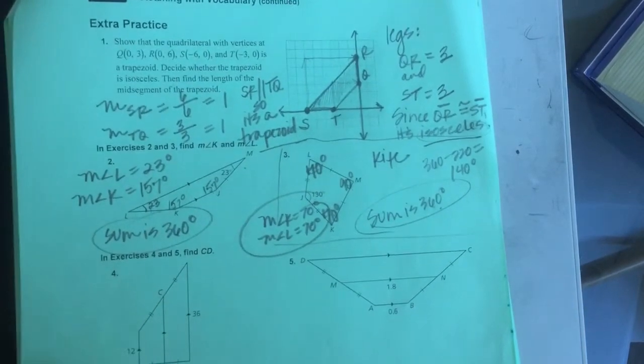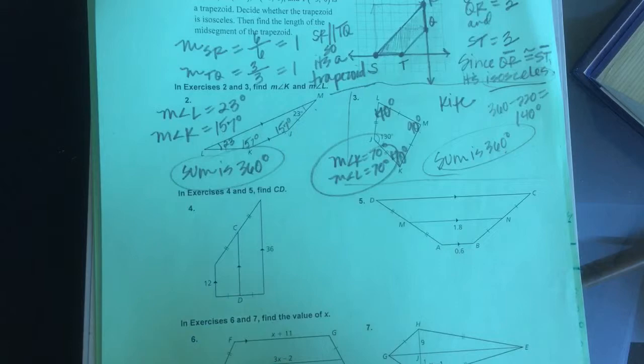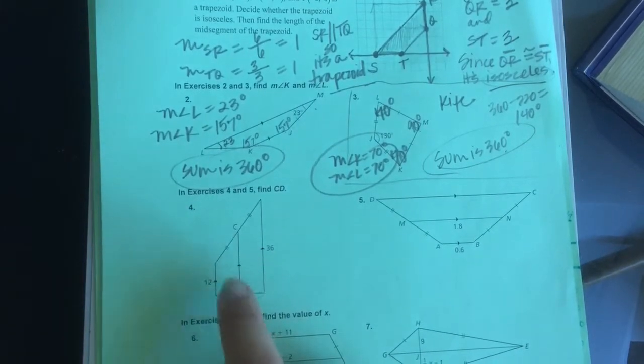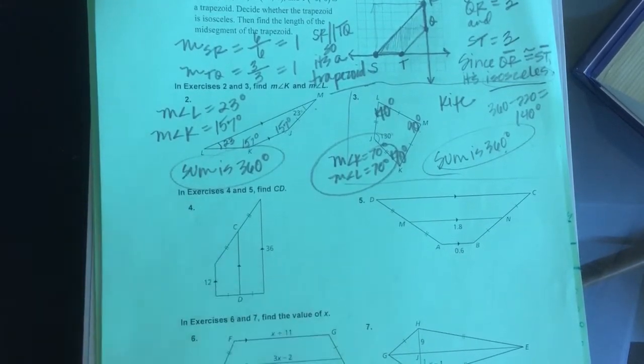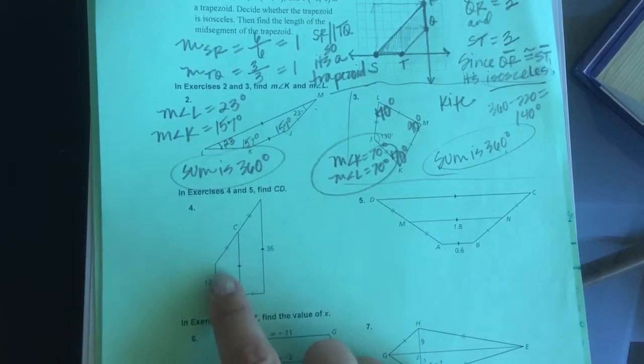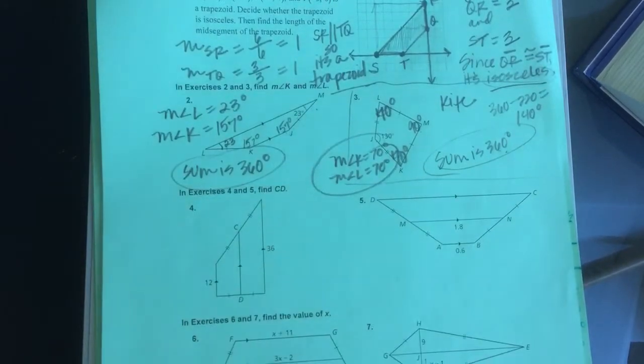Now, before we go to number 4, I want you guys to look back. What's the relationship about the bases and the mid-segment of a trapezoid? Because this one is definitely a trapezoid. What's the relationship about the bases and the mid-segment? Flip back a page.